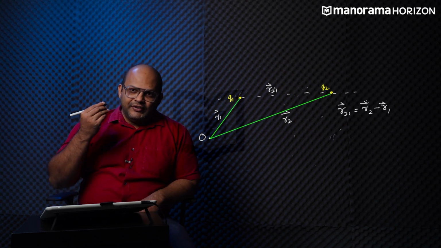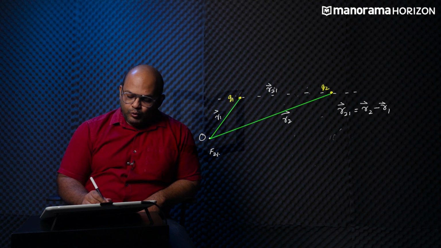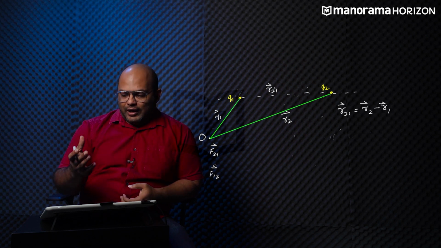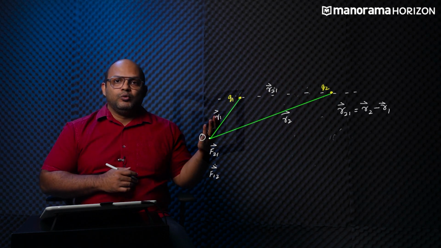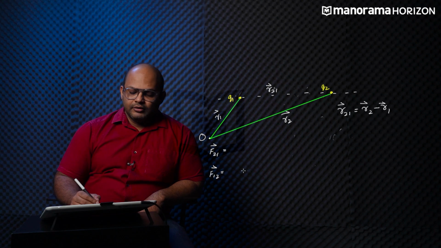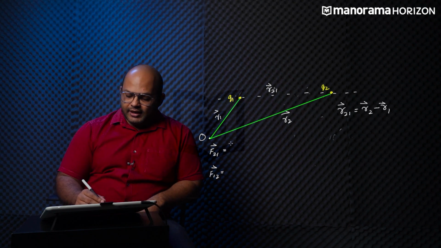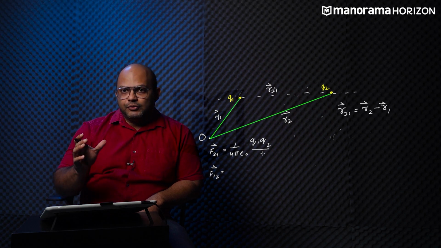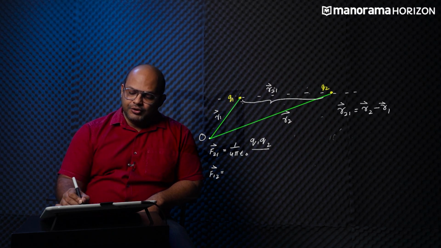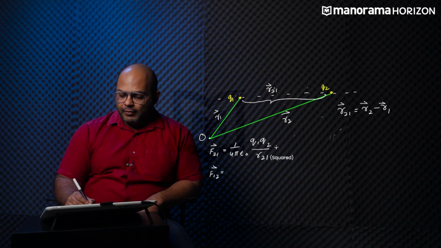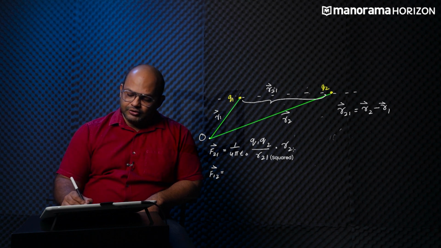So we can say that if we define two forces, F21, a vector, and F12, also a vector, I can say that F21 is the force on Q2 because of Q1. On the other hand, F12 is the force on charge Q1 because of Q2. So I can define F21 in vector form as 1 upon 4 pi epsilon naught times q1 times q2 divided by the magnitude of the displacement between q1 and q2, which we can denote by r21, multiplied by the unit vector r21.